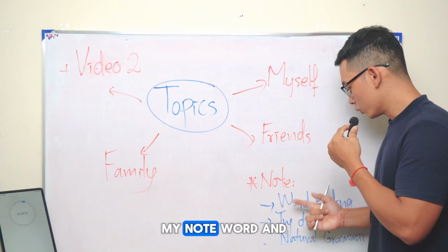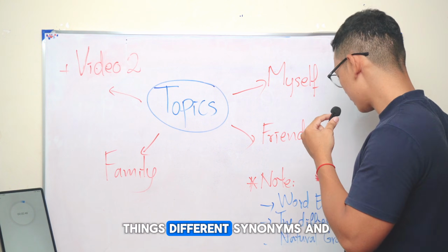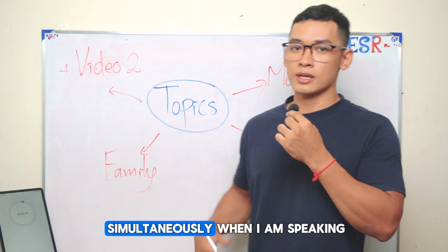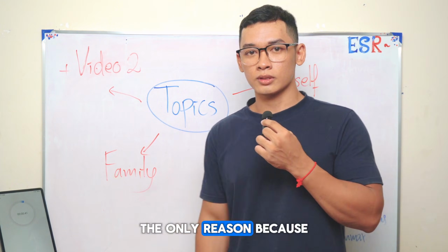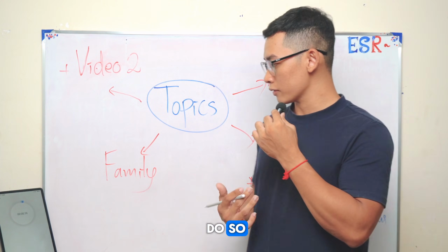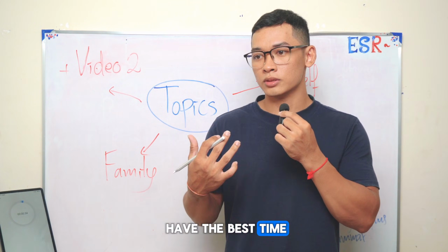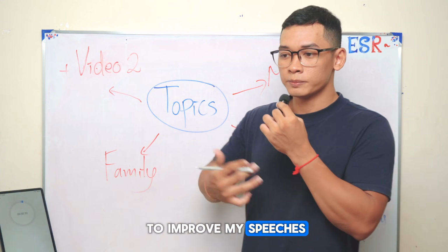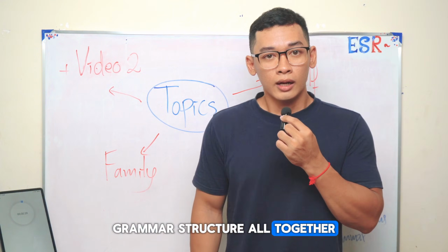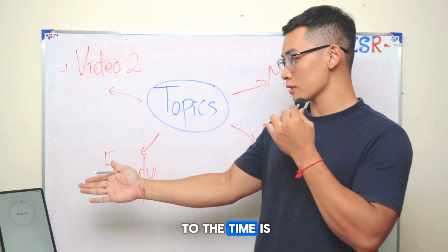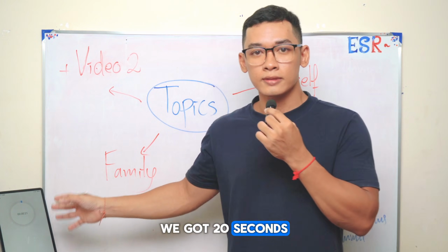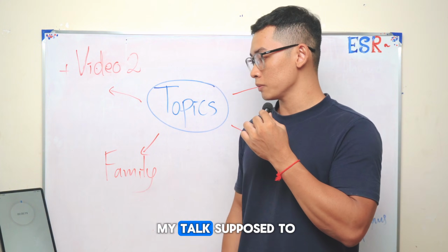So look at my note. Word endings, different synonyms, and natural grammar. I do all of this simultaneously when I am speaking. The only reason is that all of this is well known to me when I try to do so. I think I will have the best time to improve my speech, my words, my sentence structures, grammar structure, all together. And now look at the time, it is running out. It's almost done. We've got 20 seconds left, and I think my talk is supposed to be done.